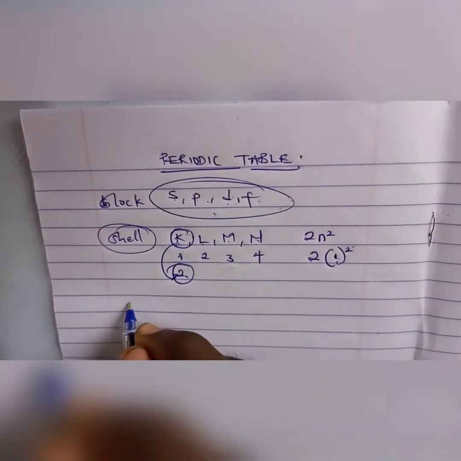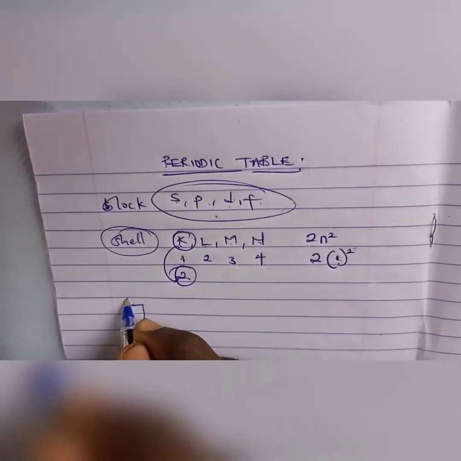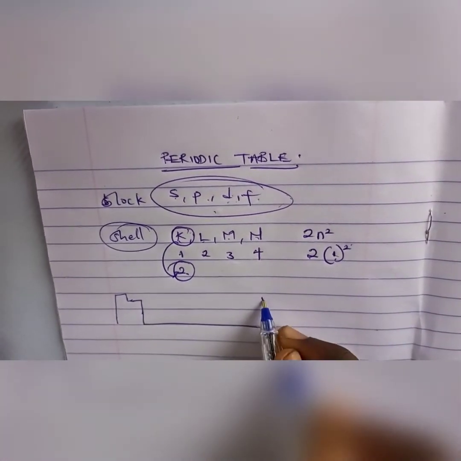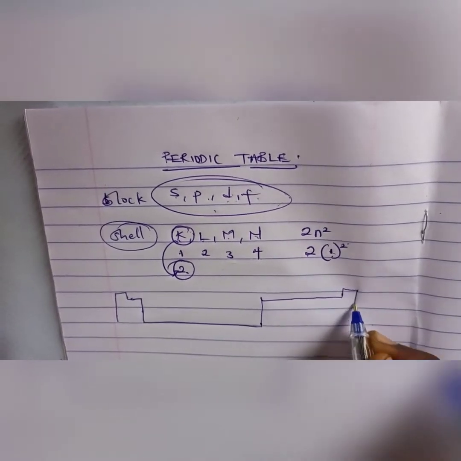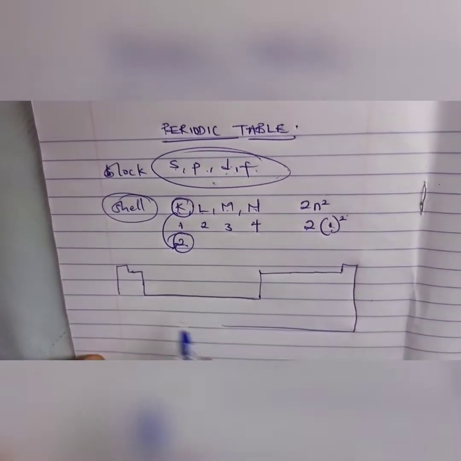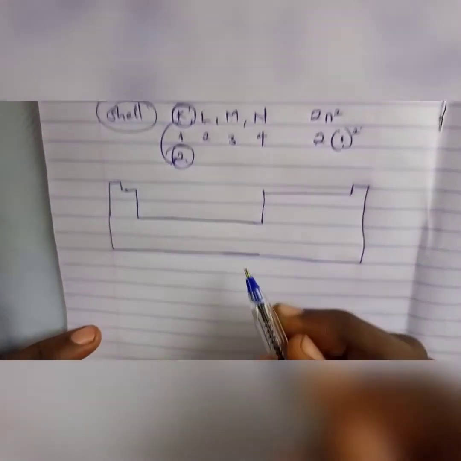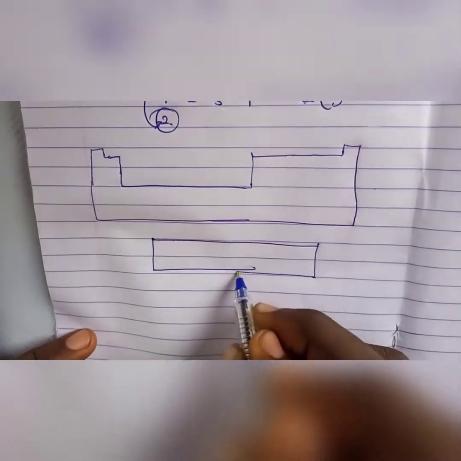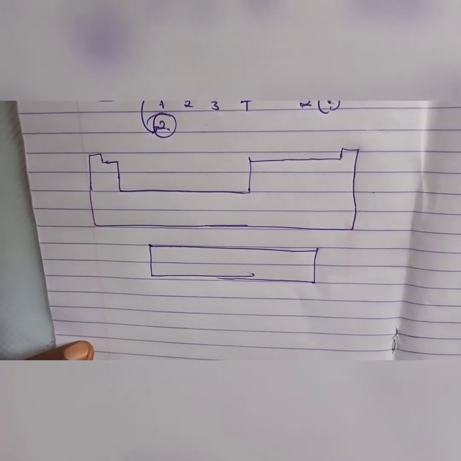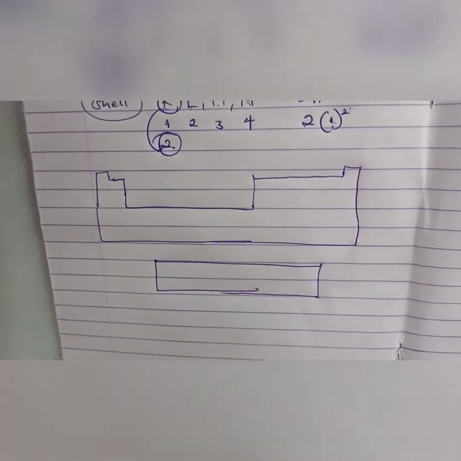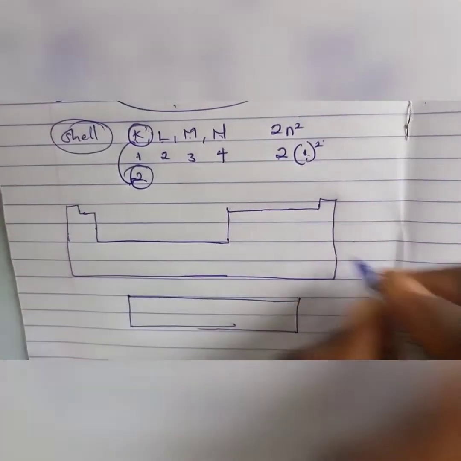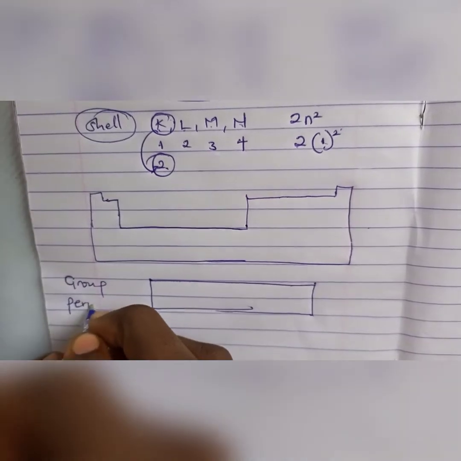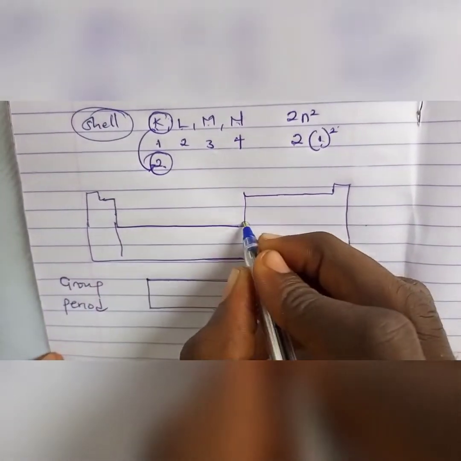The periodic table, this is how it looks like, something like this. This is how our periodic table looks like. And there's something I want you to know there. The periodic table is divided into group and period. We have the group and we have the period.